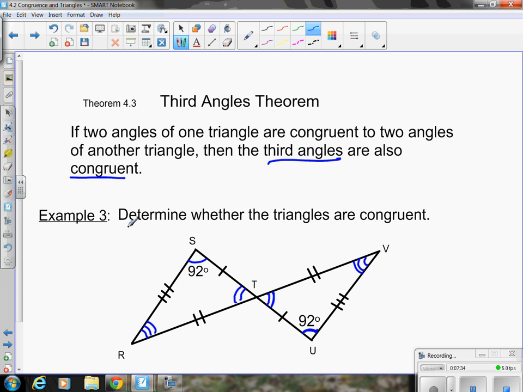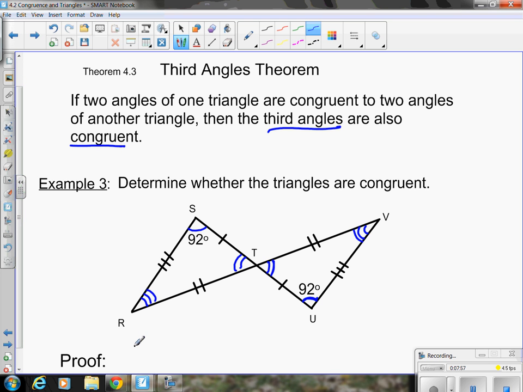So now the question is, determine whether the triangles are congruent. Are all the corresponding sides congruent? Are all the corresponding angles congruent? And we look, these are my congruent tick marks, and those match up, and the corresponding angles match up. So determine whether triangles are congruent. I'm going to say yes.